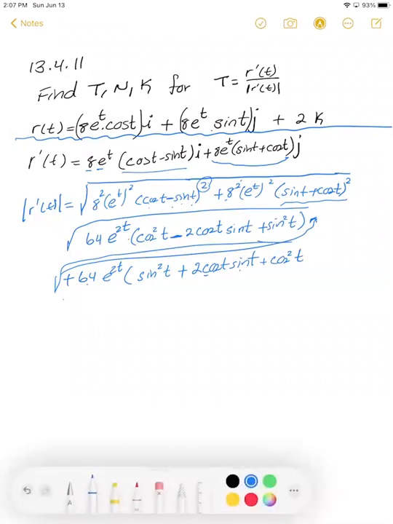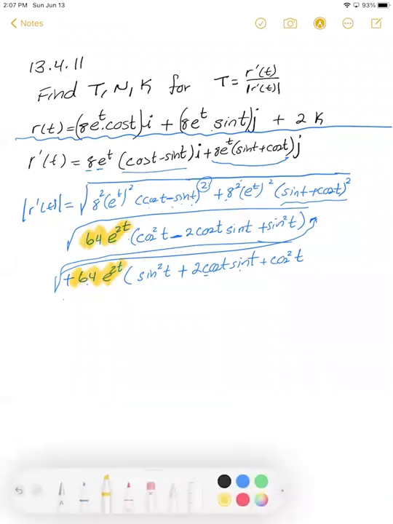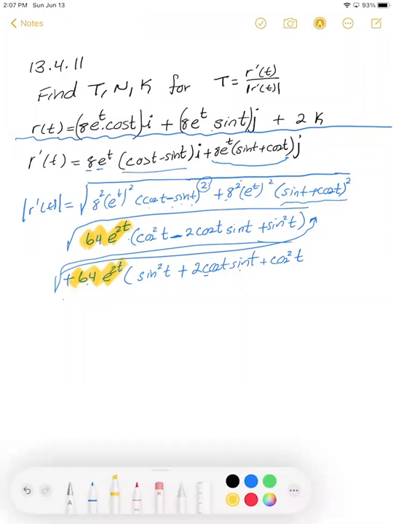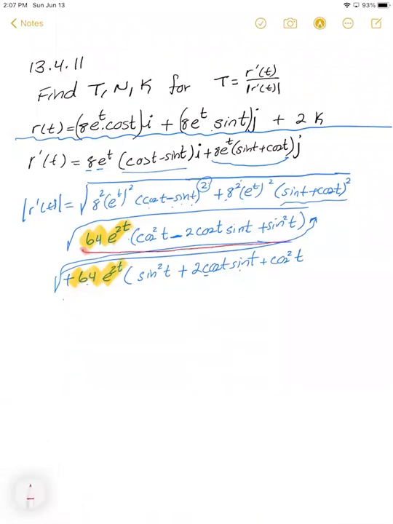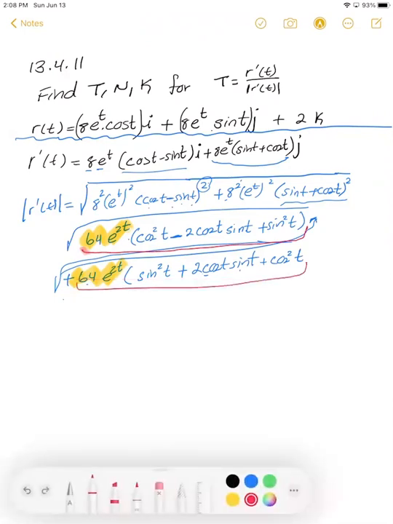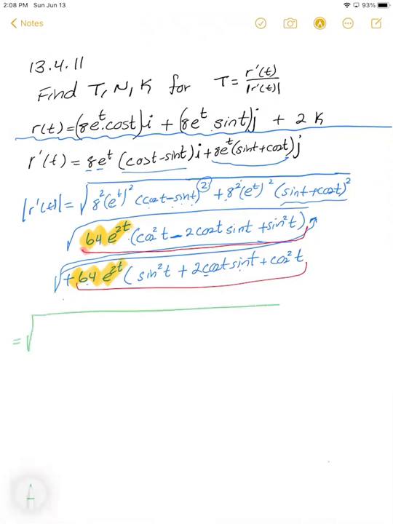Now that I have two terms, both terms have this in common. So I'm just going to factor that from the two terms that I have. This is one term here, plus this is the other term. And they both have 64 e to the power 2t in common. So I'm just going to factor 64 e to the power 2t from both terms.